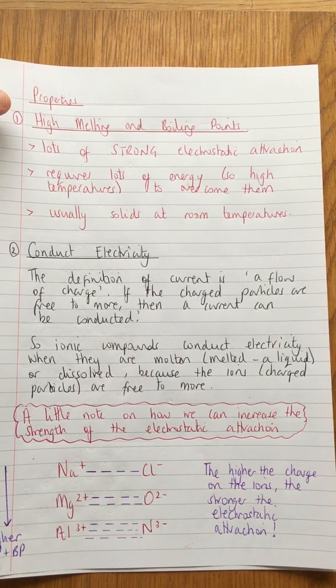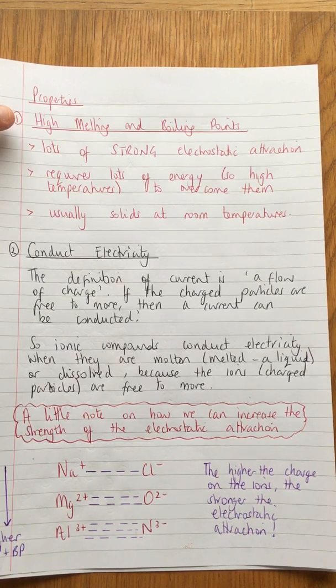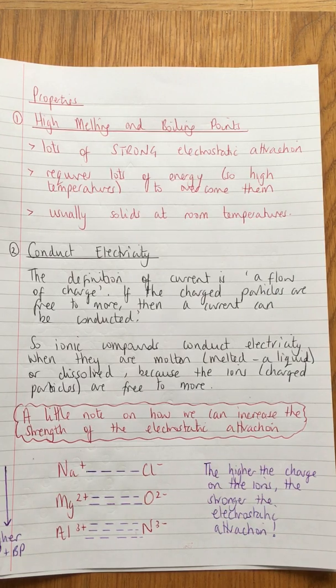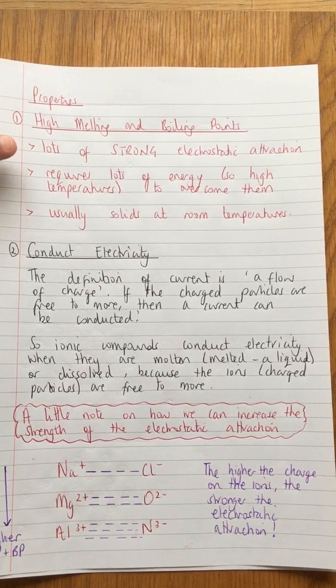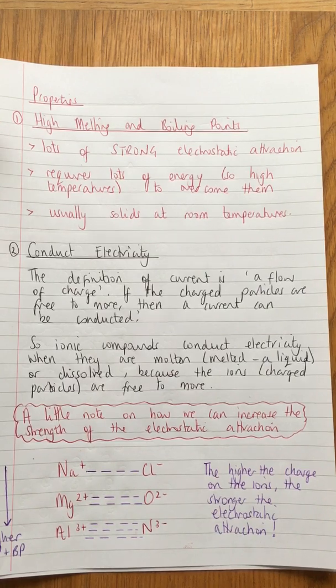So properties. Property number 1 is that ionic compounds or giant lattices have got high melting and boiling points. So that's a property, that's something that they have. The reason why is because they have lots of strong electrostatic attraction, or you could say that sentence I told you to learn. They have lots of electrostatic attraction, which is strong. That means that it requires lots of energy to overcome them, to break that electrostatic force between them.